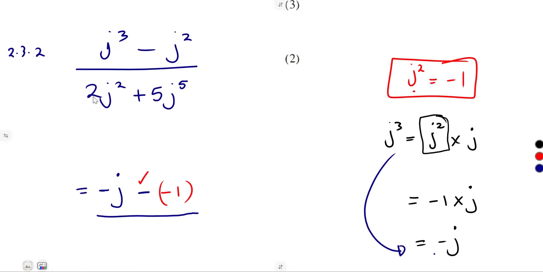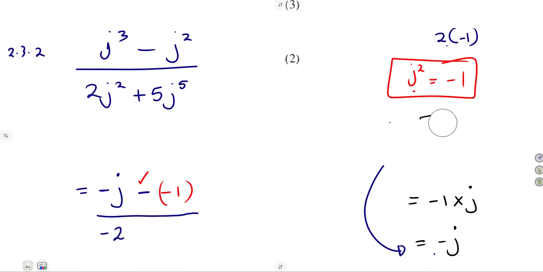Then there is 2j squared. Remember, j squared is minus 1. So it's 2 times, in a place where we see this, put minus 1. So 2 times minus 1 is what? Minus 2. Then 5, j to the exponent of 5.